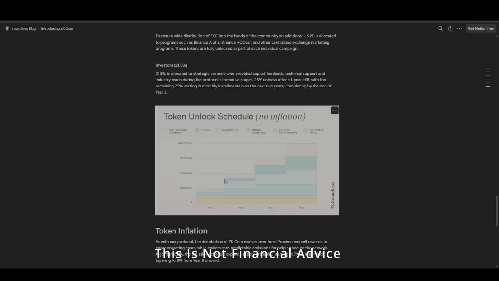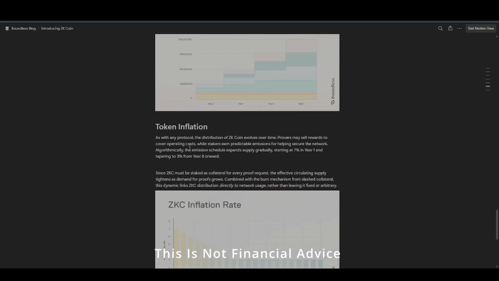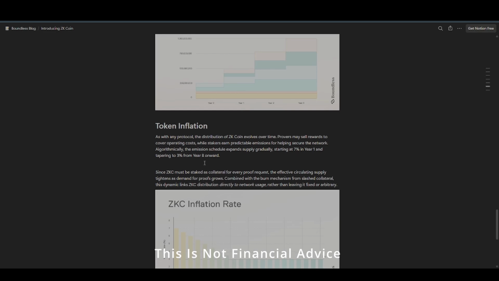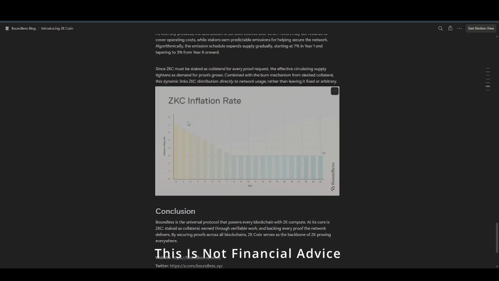So that will include investors, core contributors, the team, and I think the ecosystem and strategic growth fund. That means after 1 year the token could see a massive dump because of this. Now if you look at the inflation, it has a starting inflation of 7% in year 1, tapering to 3% from year 8 onward. As you can see here, this is how the inflation looks.